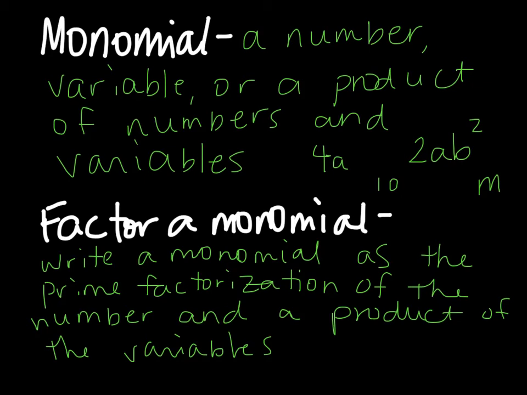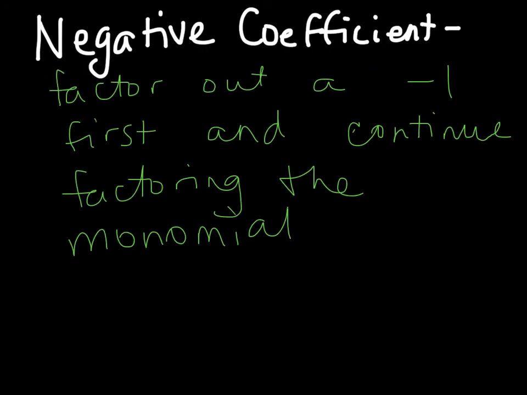All right, if we want to factor a monomial, most monomials that we're going to look at are going to have a number and a letter. We call that number the coefficient. So when we factor it, we're going to write the monomial as the prime factorization of the number and a product of the variables. Sometimes our monomials have a negative coefficient. That means that the number at the beginning is negative. And if we do that, we're going to first factor out a negative one, and then we're going to continue factoring the monomial. And we'll look at an example.